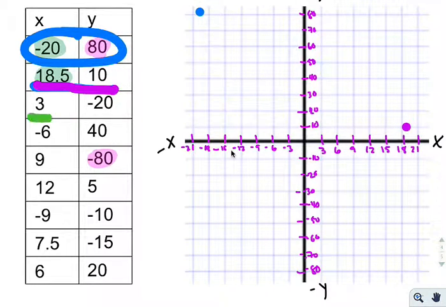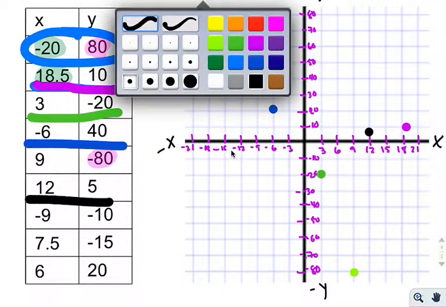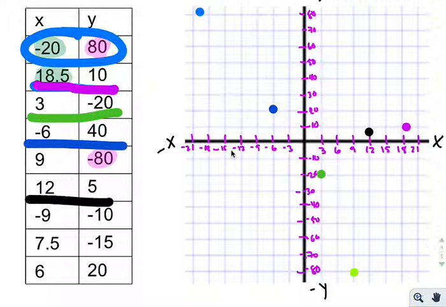Let's go green. 3, -20. It's starting at the origin. We're going to go over to 3, and then down to -20. Negative 6 and 40, negative 6 up to 40. 9, -80, so to the right 9, and then all the way down to negative 80. This will be a black point. We have 12 and 5, so right to 12, and then halfway between 0 and 10 should be 5. Negative 9, negative 10.